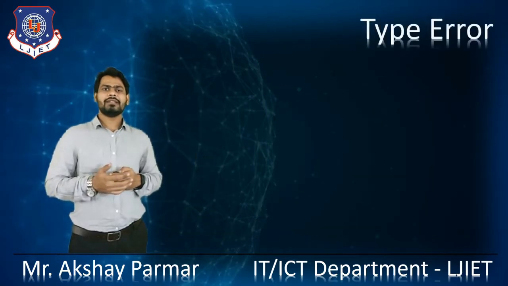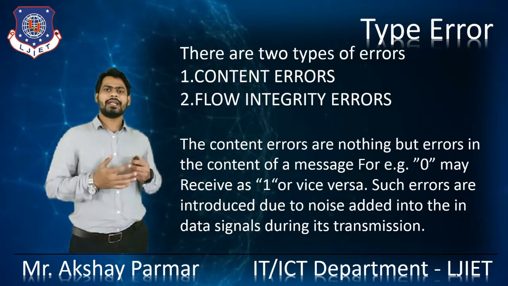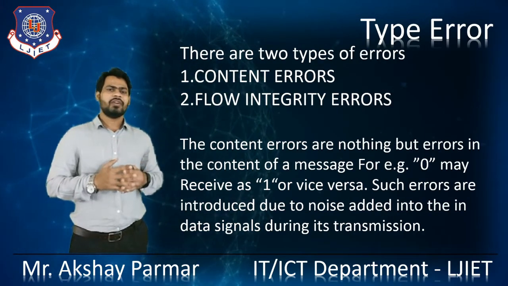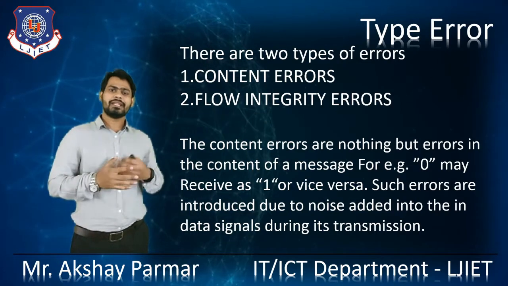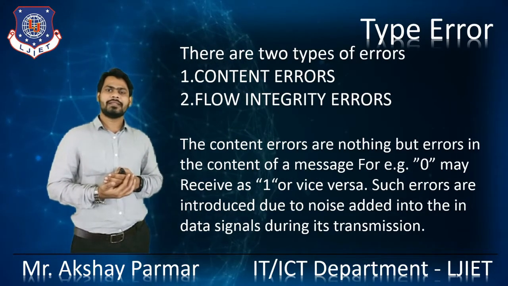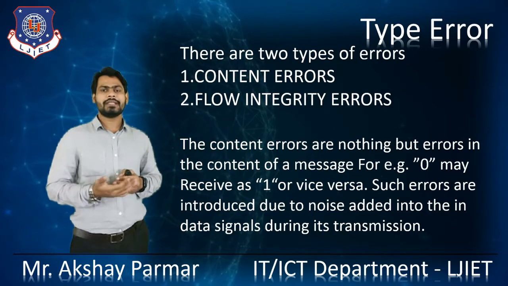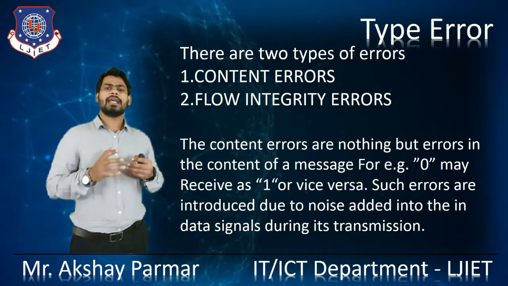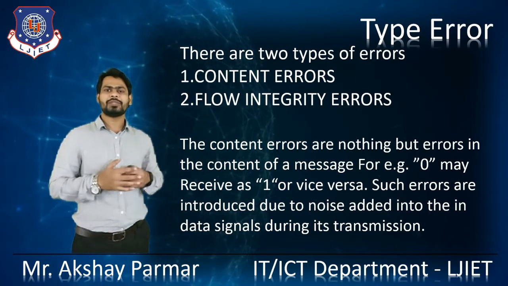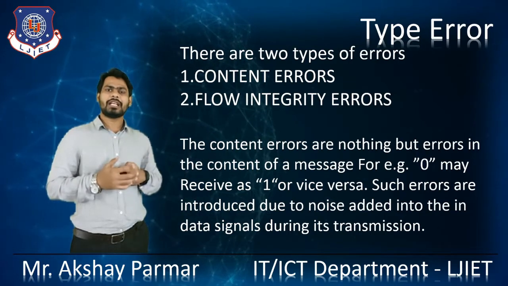After that, let's see the types of error. There are mainly two types, as we have discussed: content error and flow integrity error. Content errors are errors in the content of the message. For example, 0 may be received as 1 or vice versa. If the sender has sent 0, it may be received at the receiver end as 1, or if the sender has sent 1, it may be received at the receiver end as 0. Such errors are introduced due to the noise added to the digital signal during the transmission. So the major cause of content errors is the addition of noise during the transmission.